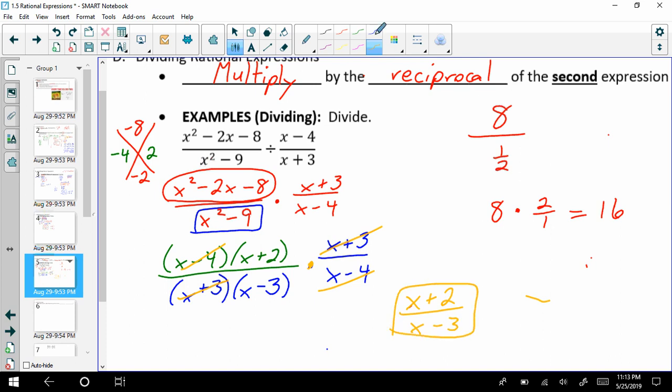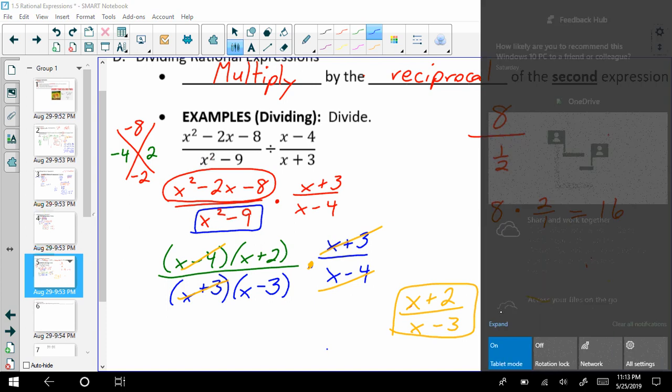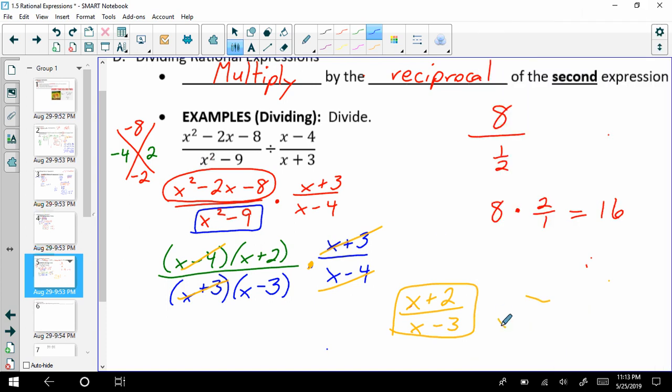And if I listed the restricted values, or the numbers that I would have to throw out, it looks like if we do the right one first, I would not want x to be 4. And if I'm looking at the left set, I don't want x to be 3, and I don't want it to be a negative 3. Those would make the left denominator 0.